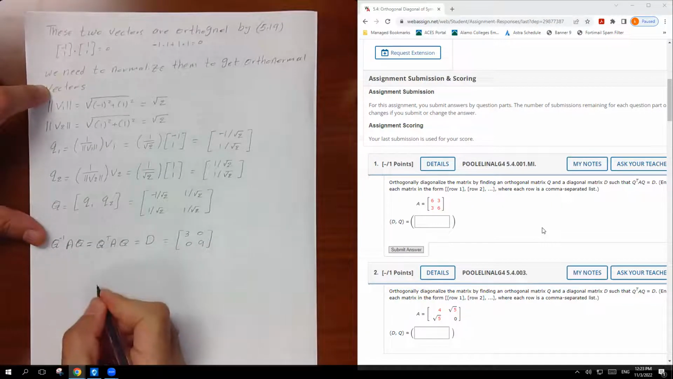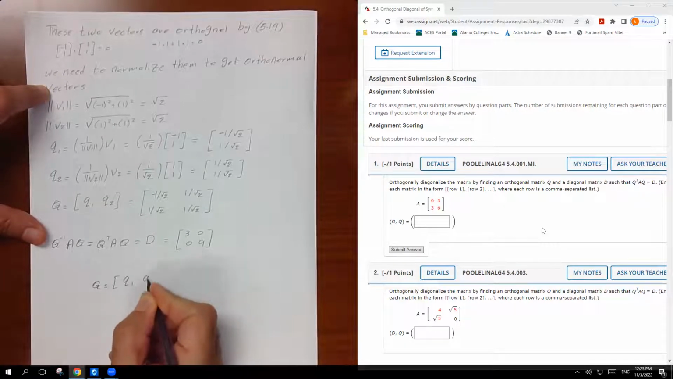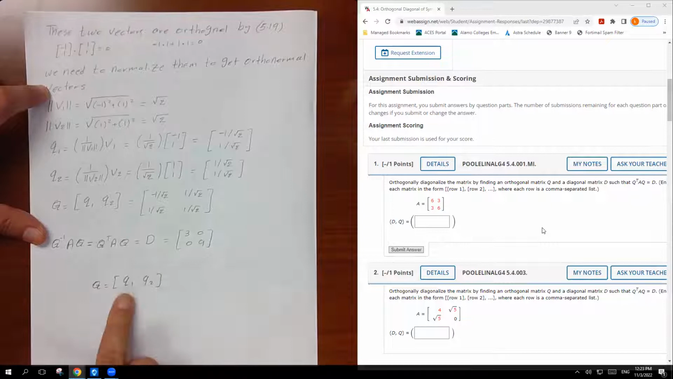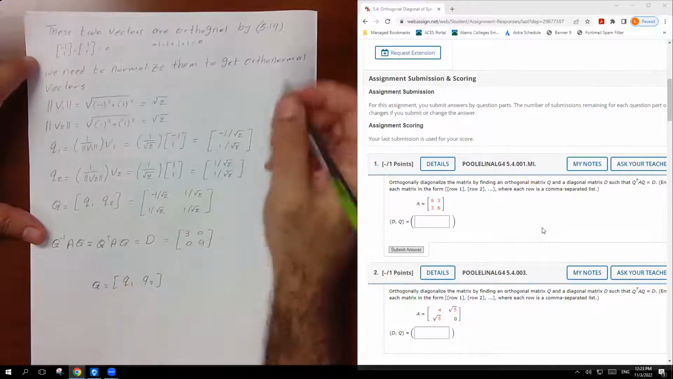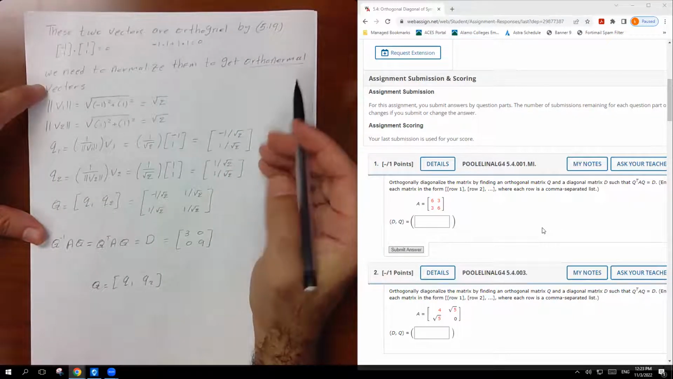Like the Q matrix equals Q1 and Q2. Q1 and Q2 are orthogonal. That means the dot product equals 0. And at the same time, the length of each vector is going to be equal to 1. That's why it's an orthonormal set, or orthonormal vectors.